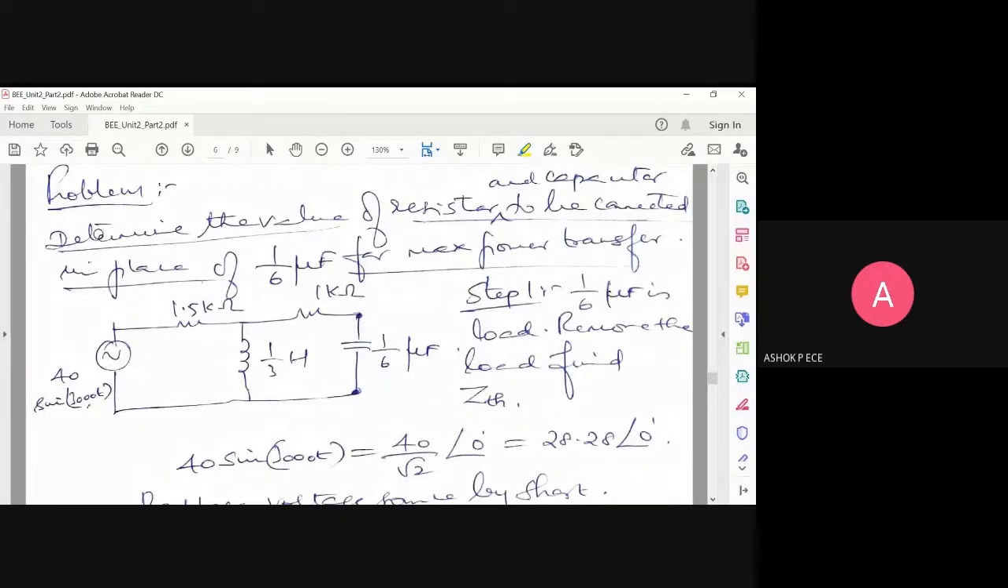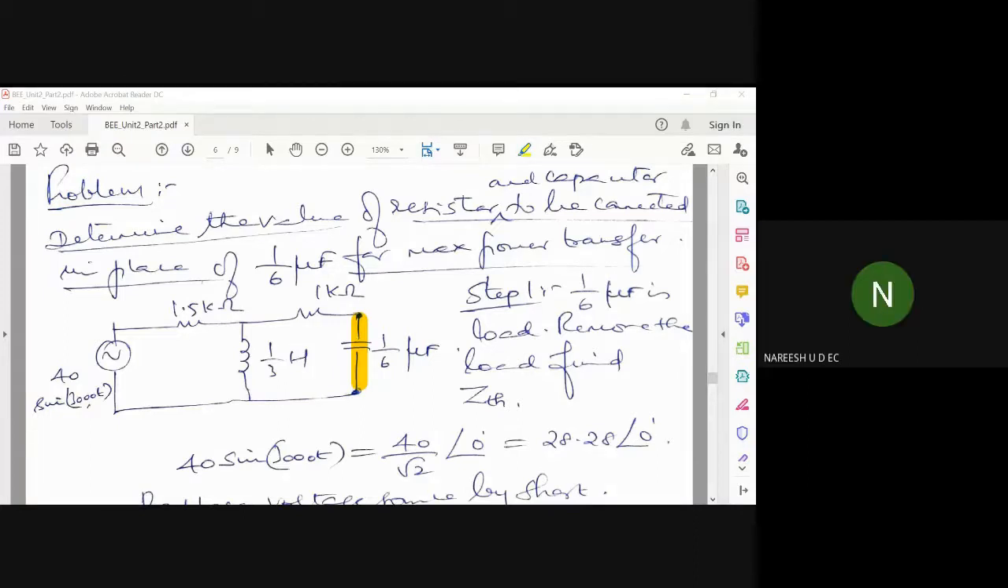Determine the value of resistance and capacitor to be connected in place of the 1/6 microfarad capacitor for maximum power transfer. So they are asking: if I replace this 1/6 microfarad capacitor with some load, what load will give me maximum power transfer? So is the question clear to everyone? Are you clear with the question?